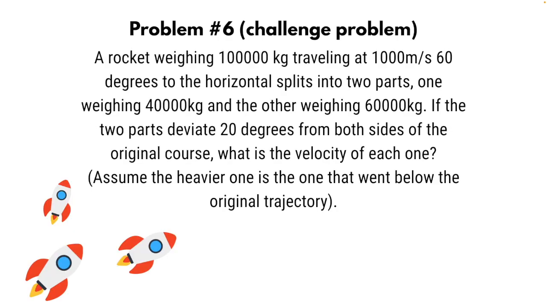Okay, so problem number 6. We got a little challenge problem here. A rocket weighing 100,000 kilograms, traveling at 1,000 meters per second, 60 degrees to the horizontal, splits into two parts, one weighing 40,000 kilograms and the other weighing 60,000 kilograms. If the two parts deviate 20 degrees from both sides of the original course, what is the velocity of each one? Assume the heavier one is the one that went below the original trajectory.